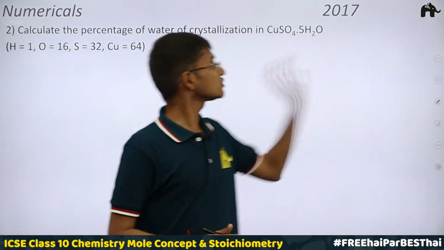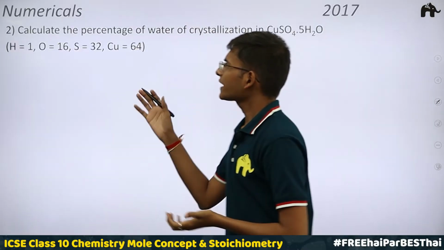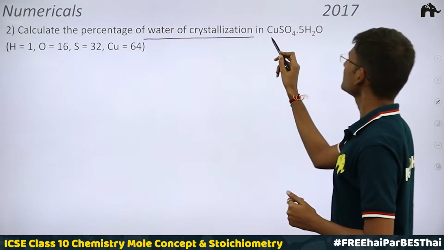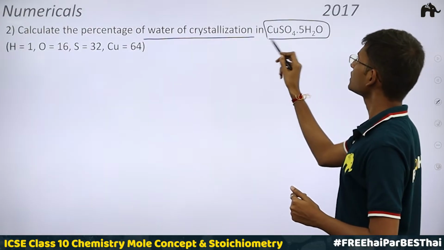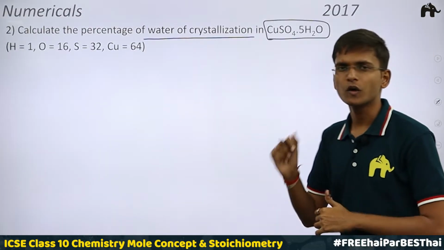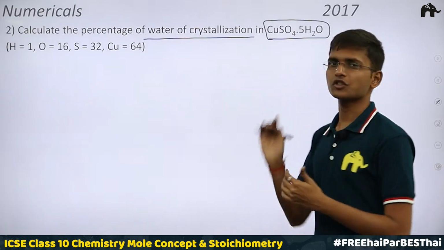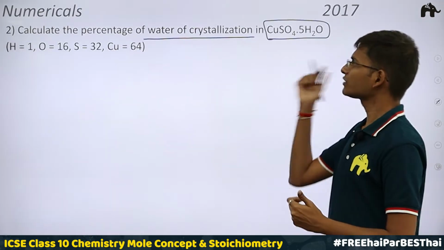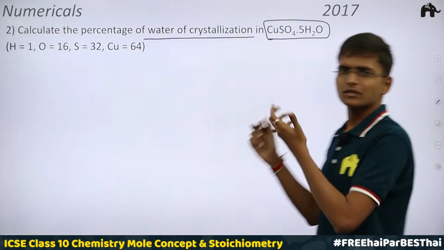This was asked in your exams in 2017. Calculate the percentage of water of crystallization in this compound, CuSO4.5H2O. Now I hope you would have studied about water of crystallization in your previous grade, right? If you are not remembering it, don't worry, I would just quickly tell you what it actually is.